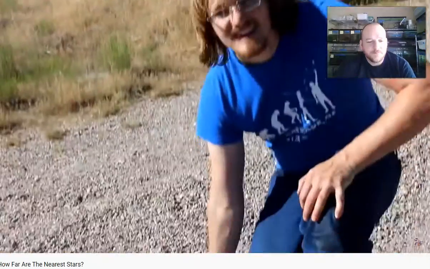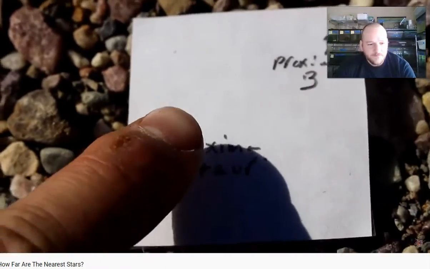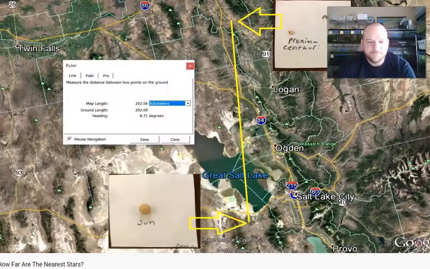Did I say leave town? I meant leave the state. We're here just outside of Downey, Idaho, and across the street from Downata Hot Springs. And here is where Proxima Centauri, or the closest star, would be located on our scale. If the sun was a pea, Proxima would be a radish seed, 202 kilometers or 125 miles away.